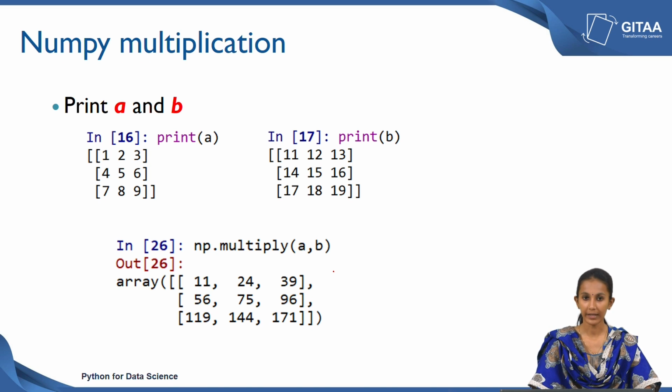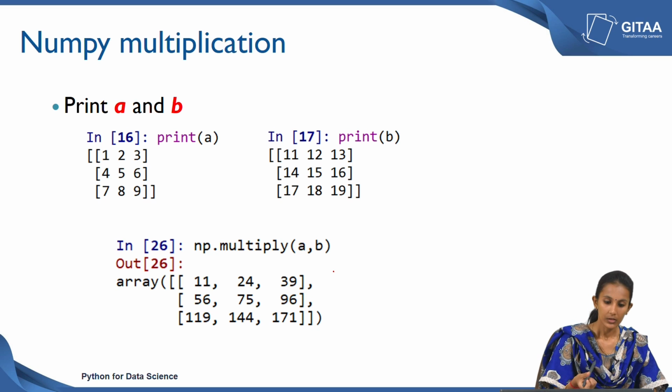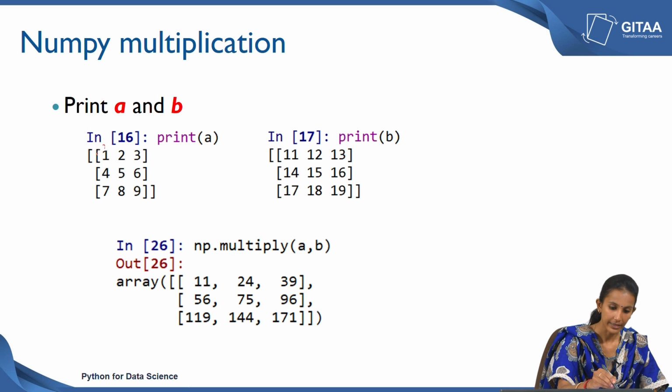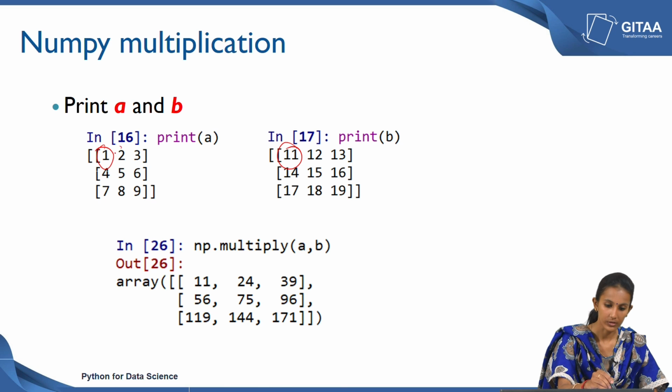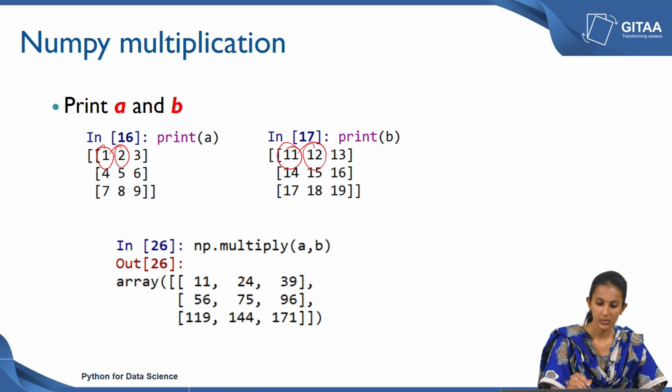So, it multiplies element-wise, right. It takes the first element in array A and the first element in array B, so it is 1 into 11, which is 11. Similarly for the remaining elements. So, it is 2 into 12, which is 24.